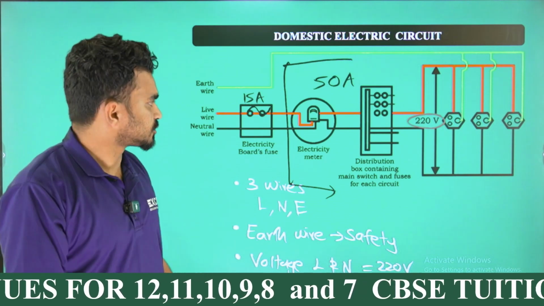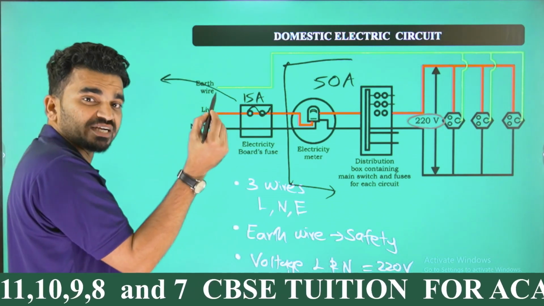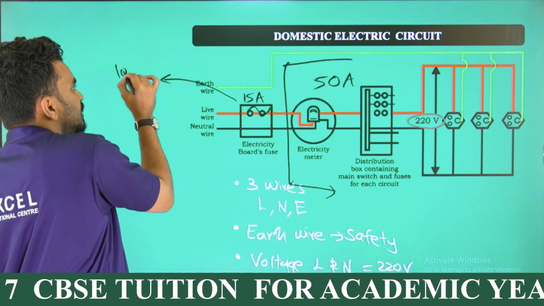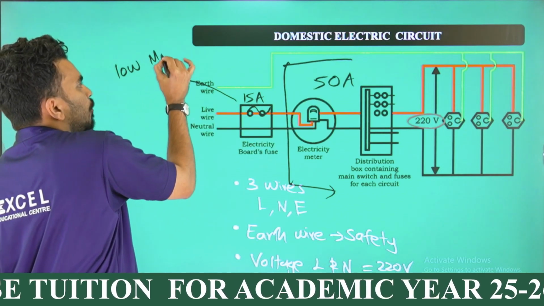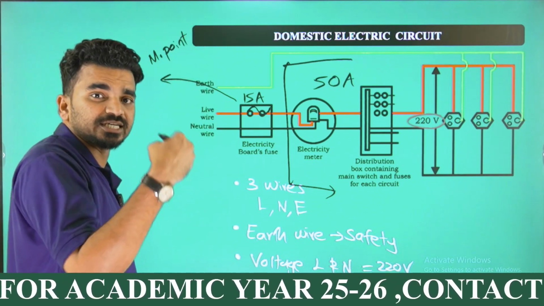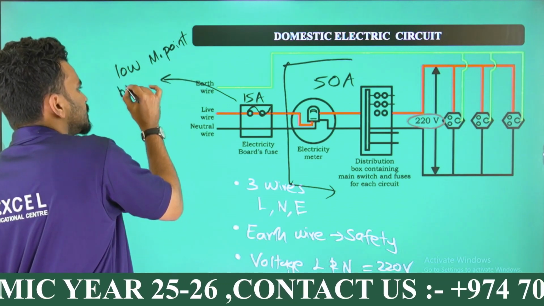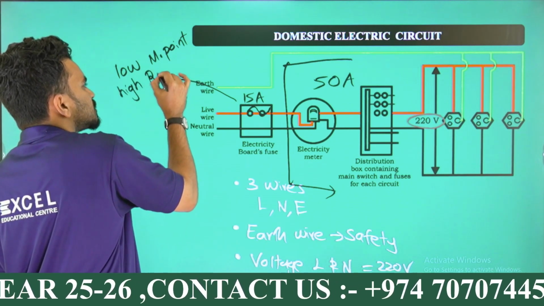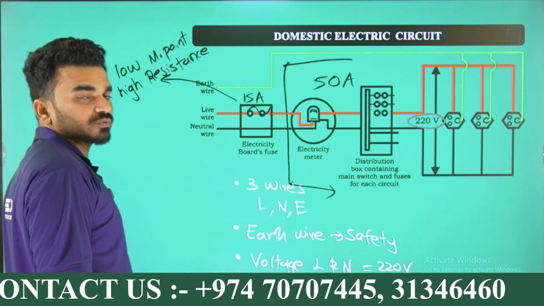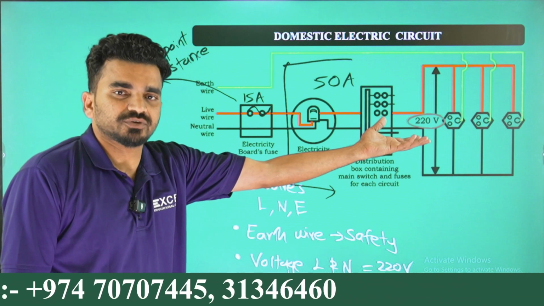Hopefully you got it. The fuse wire needs some properties to keep things safe. It should have a low melting point, right? Low melting point. Keep that in mind. Then only can it melt very quickly. And it should also have high resistance. The fuse wire should have high resistance too, because we want it to heat up before all the other devices.